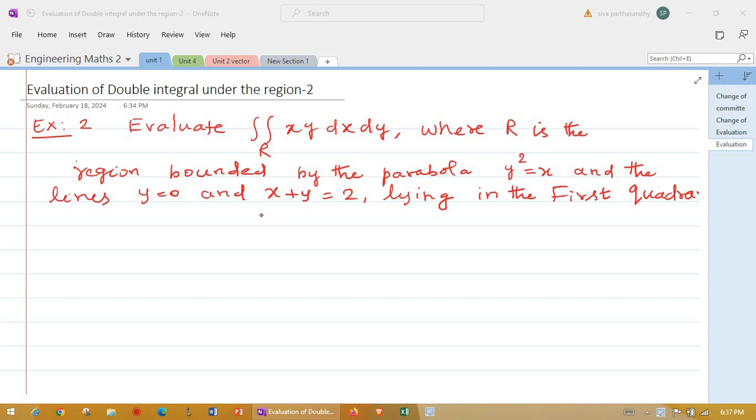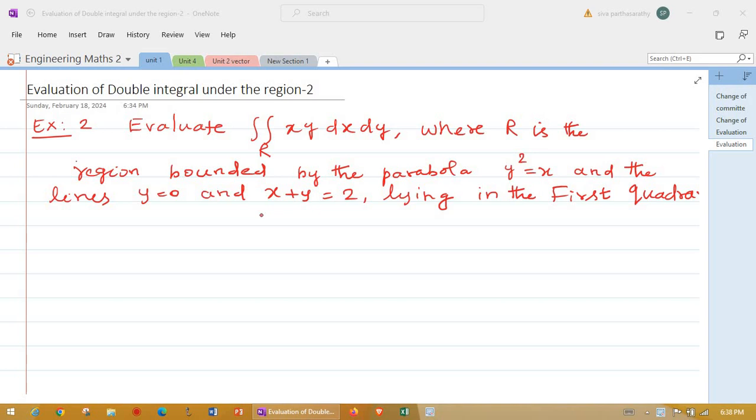Dear students, in this class we are going to discuss the evaluation of double integral over a region. Already we have discussed one problem on the same topic in the last video. Now we are going to discuss the second problem.